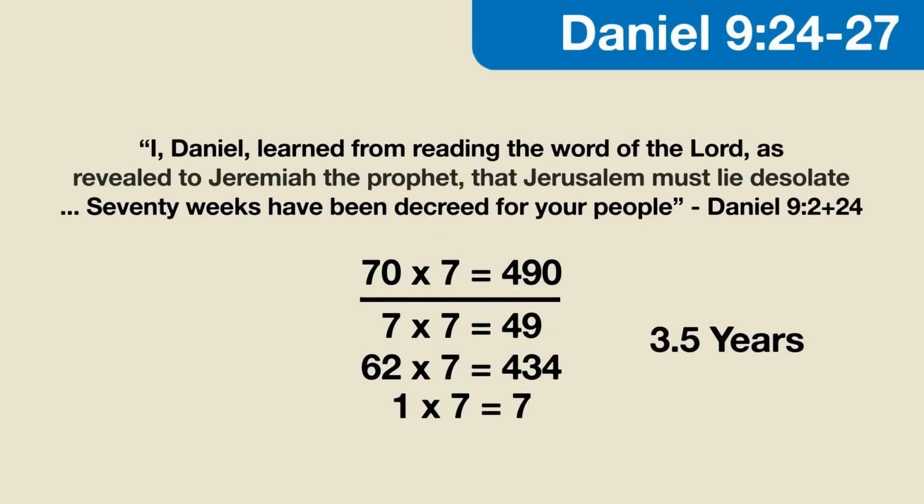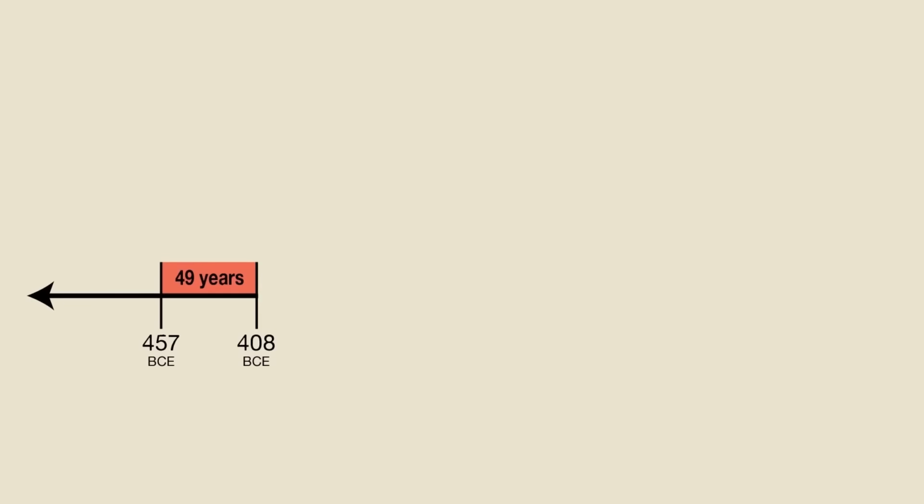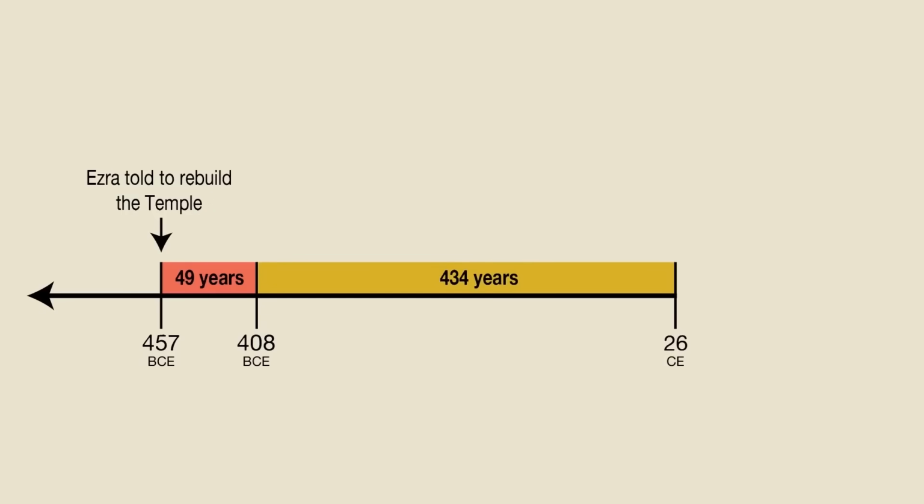Now, according to most Christians, the 70 weeks prophecy is about Jesus. The most commonly used argument is that the 49 years represents the time between 457 BCE and 408 BCE, which, according to some timelines, is when Ezra was given the go-ahead to rebuild the temple. The 434 years then represents the time between 408 BCE and 26 CE.